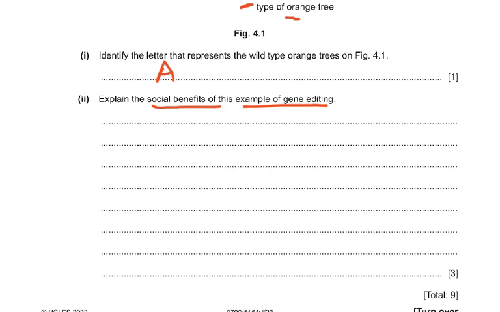Social benefits, 3 marks. What were the 3 marks? More, if we use the mutant trees, then they will have more food, improves the quality of oranges, more income for the farmers, and cheaper oranges, and spend less on bactericidal chemicals or pesticides, which is going to kill the bacteria which was causing the disease.